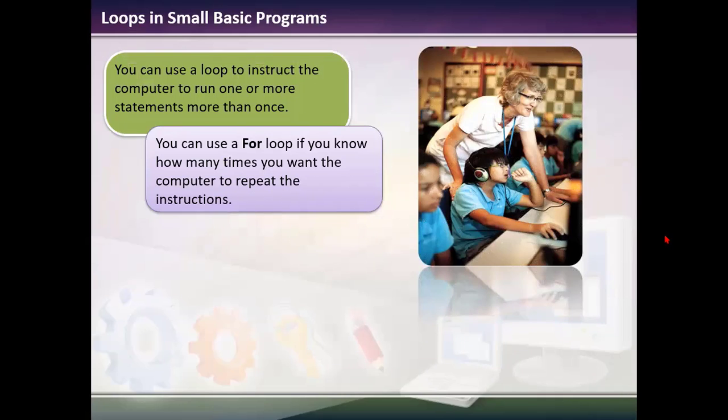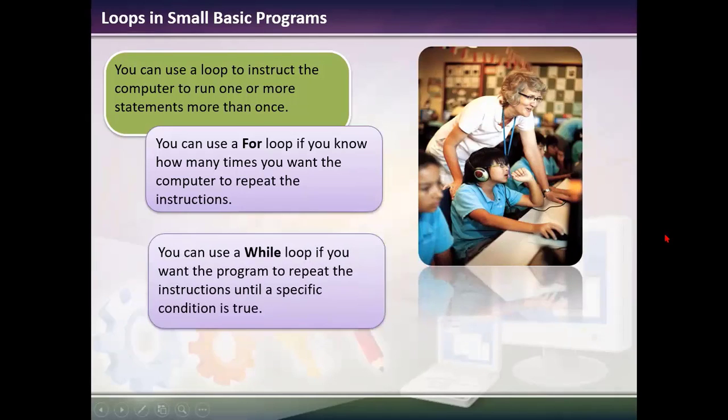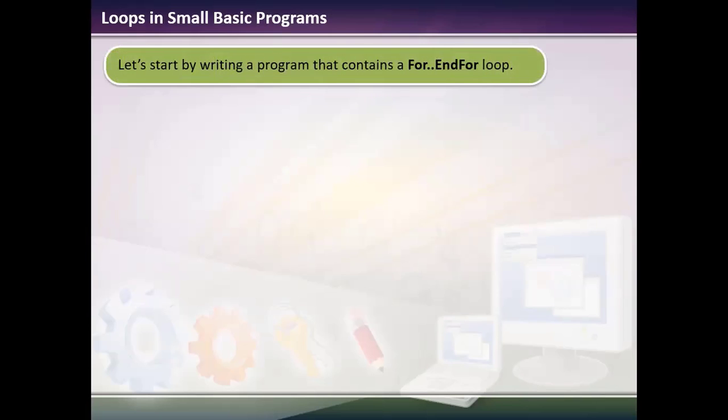So you may not understand these things. Let's see. There are two loop structures. One is called the while structure, the other is called the for structure. So let's start by writing a program that contains a for structure, a for loop.